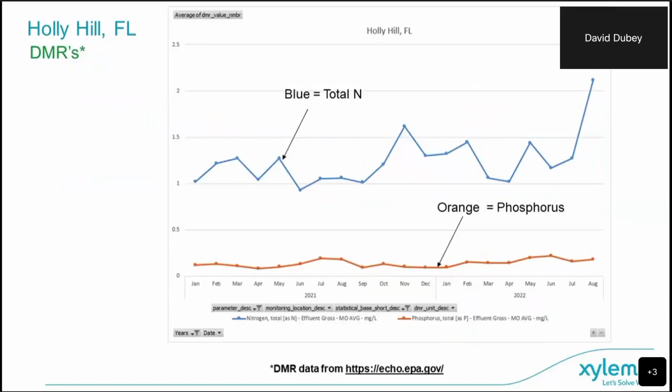Similar results. Their TN is generally below 1.5. They did have one excursion above 2 here, but their phosphorus is down below 0.2 the majority of the time.